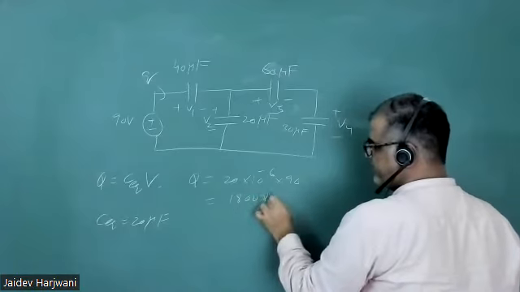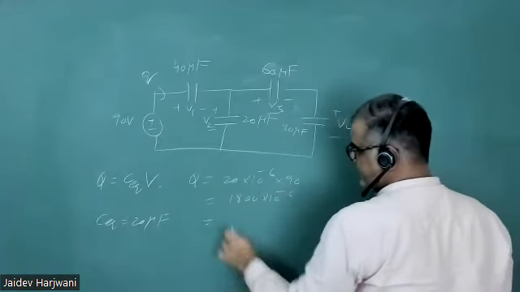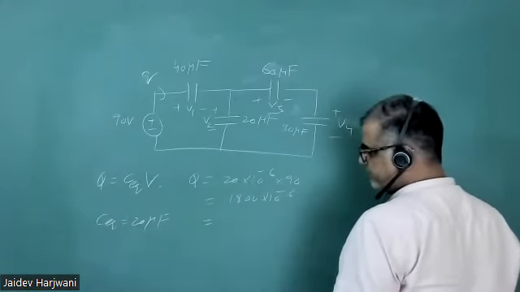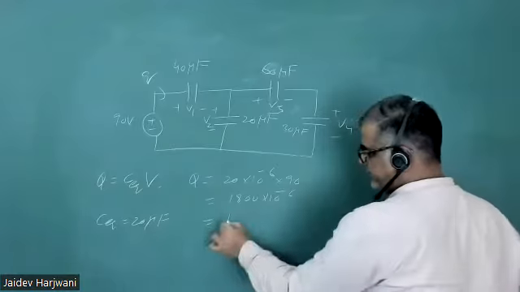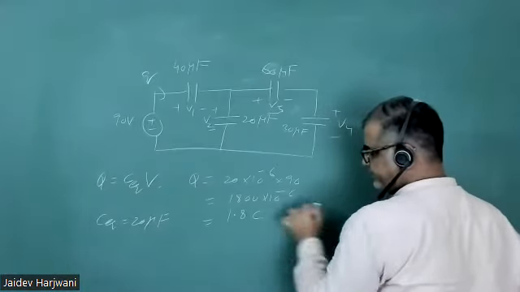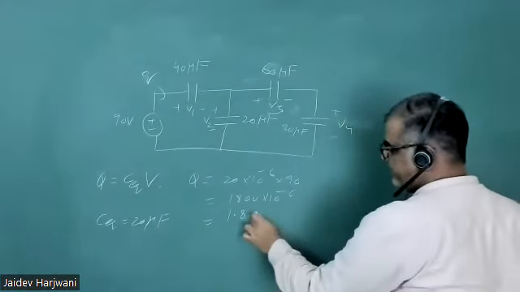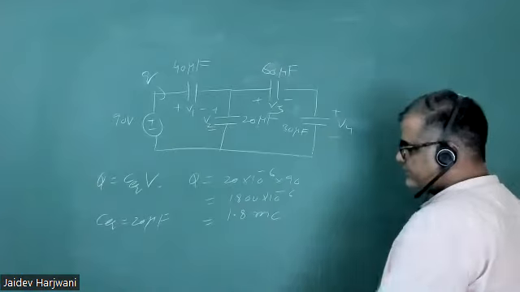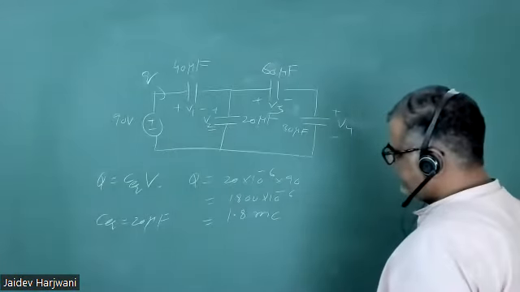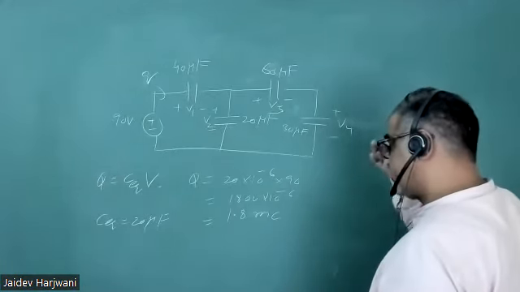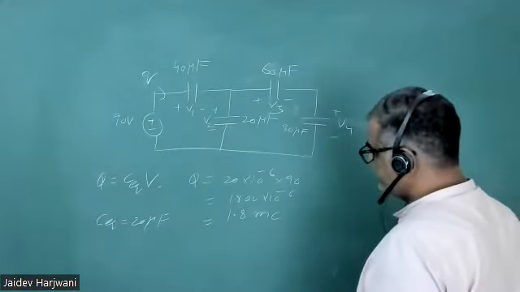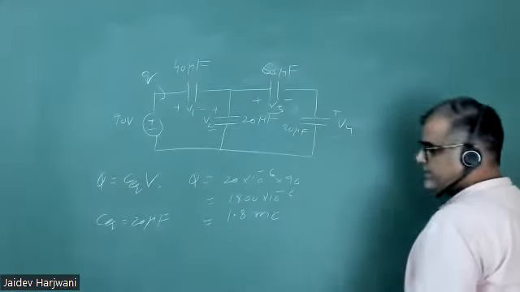1800 into 10 to power minus 6. Okay, how much will that come to? 1.8 coulomb. Millicoulomb, 1.8 millicoulomb. So we put the point here. I can divide by 10 also. So this is millicoulomb. Is it correct?